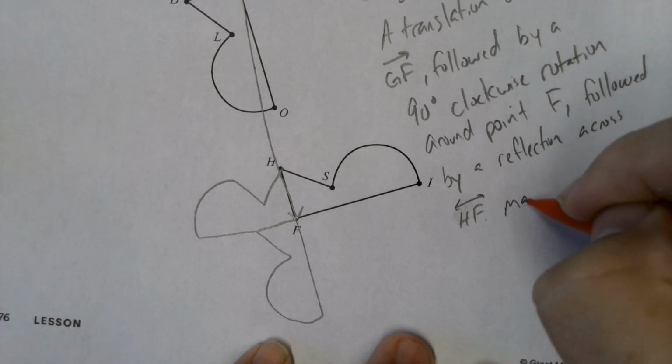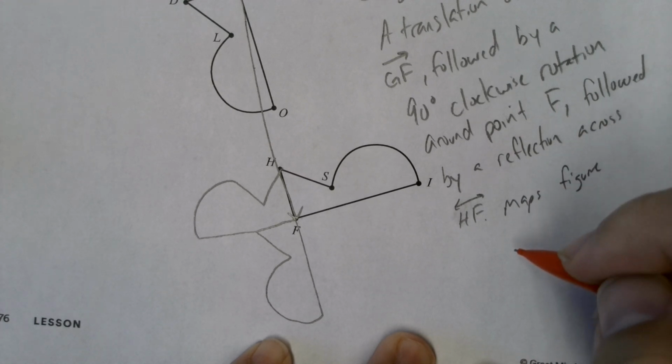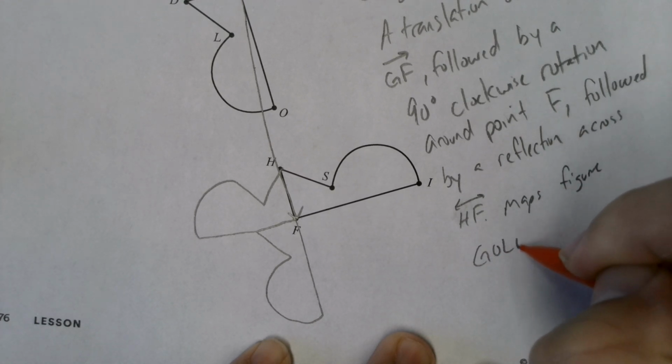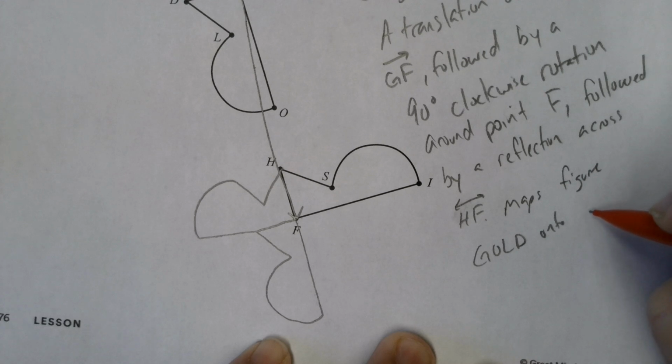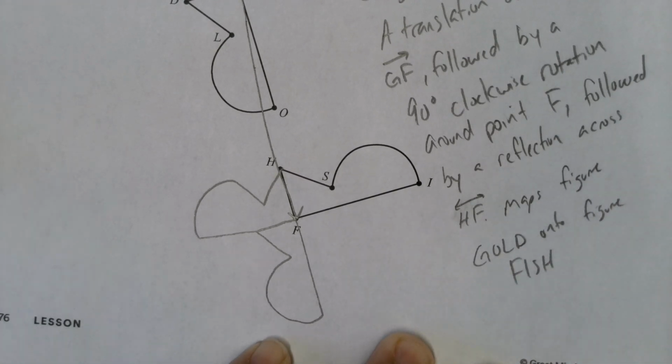Okay, we would say that maps figure GOLD onto figure FISH.